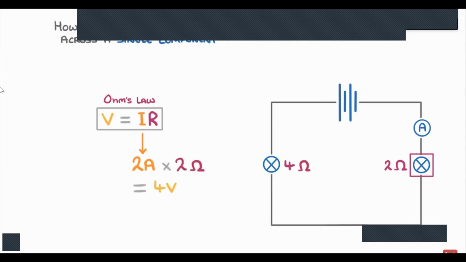To find the voltage across the other component, we could do the same thing again, or because we know that the total voltage must be the same as the battery, which was 12 volts, we can just do 12 minus 4 to find that this other lamp must have a potential difference of 8 volts.